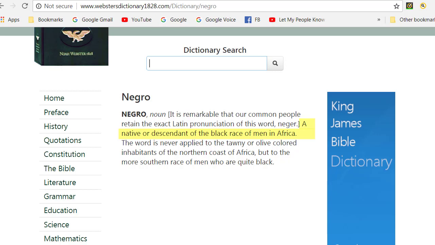Now, let's break down the first sentence of the definition. A native or descendant of the black race of men in Africa. At first glance, you would probably interpret this sentence to mean that the Negroes are descendants of a black race in Africa. Am I right?